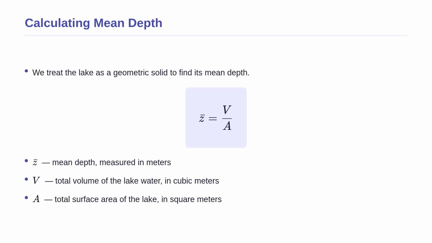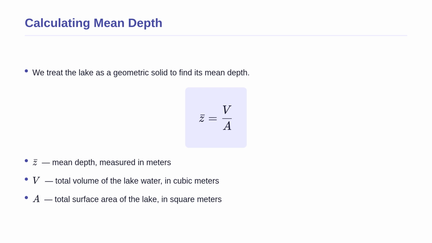So, how do we find this crucial number? We use a very straightforward mathematical relationship. We treat the lake as a geometric solid, where the volume equals the surface area multiplied by an average depth. By rearranging this, we get our formula.